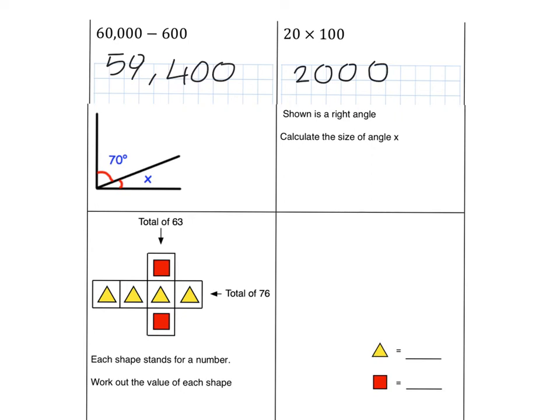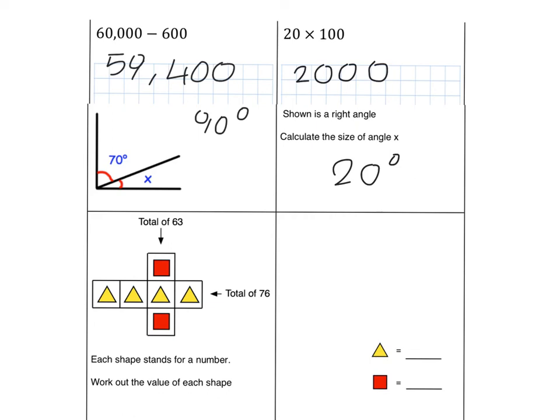Okay, the next question. So the next question shows a right angle, and you know that a right angle is 90 degrees. Okay, so we see an angle here of 70 degrees. What is the angle of x? So this 70 and the missing number have to total 90. So the missing number, therefore, the calculation is 90 take away 70, so your missing angle is 20 degrees. Okay.